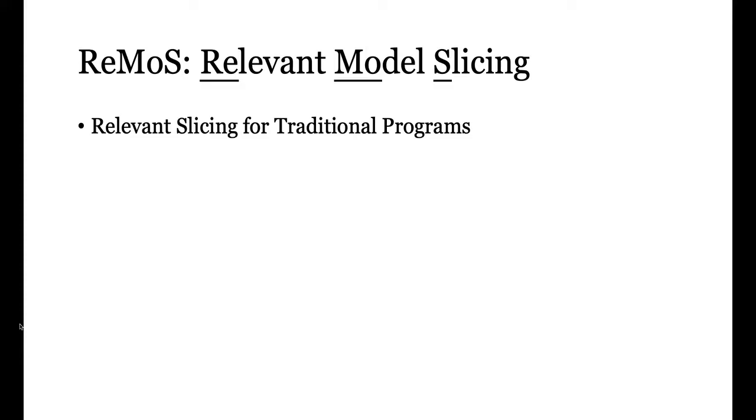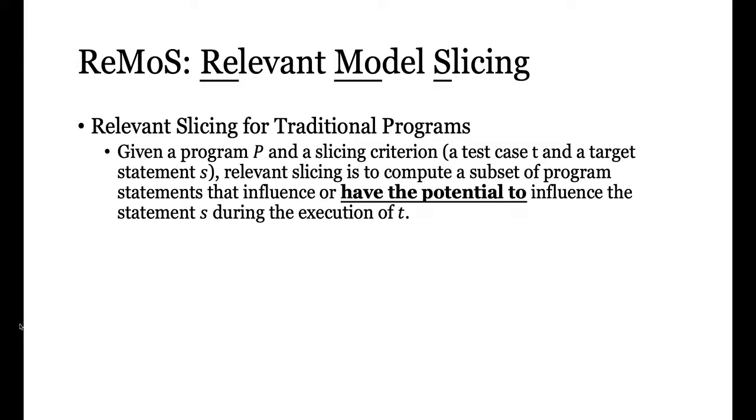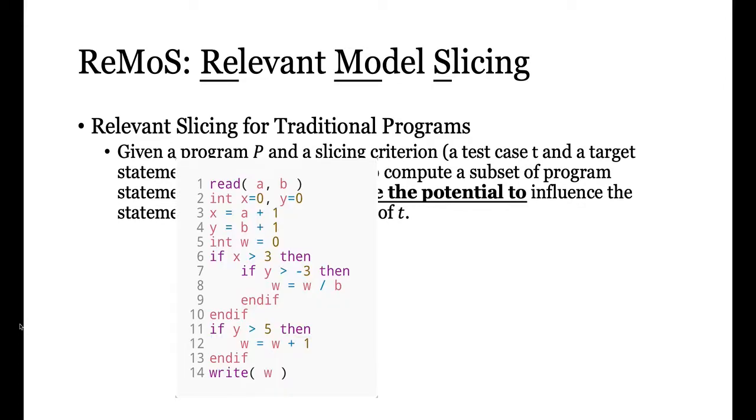To reduce the defect inheritance problem, we propose to use relevant model slicing, which is also called ReMoS. ReMoS is motivated from relevant slicing, which computes the statements that have the potential to influence the target variable. The figure shows an example. The code snippet contains a potential defect. If the input B is 0, a divide by 0 error may occur at line 8. Directly reusing this code snippet will definitely inherit this defect.